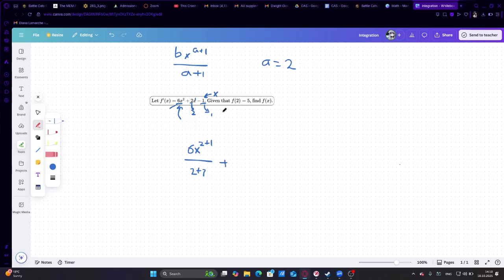Then it's going to be plus, what is b in this situation? 2x^(a+1). Since the exponent is 1, because we have an x, it's going to be 1+1 over a+1, which is 1+1.